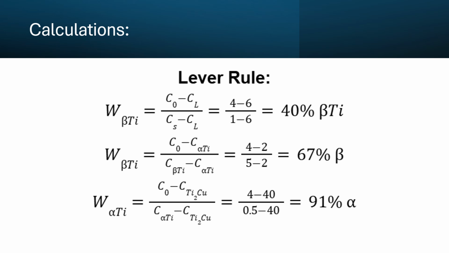Finally, we can do the weight percent for our alpha titanium. C naught minus the concentration of our titanium 2 copper, and we divide that out by the concentration of our alpha titanium minus the concentration of our titanium 2 copper. Doing all that out, we get 91% alpha. And again, to find the beta concentration, we need to make sure that they add up to 100. So that would be 9%.